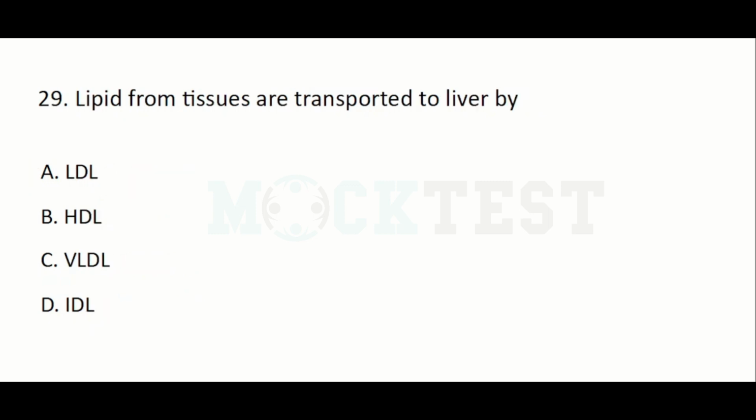Next, lipid from tissues are transported to liver by option A, LDL, option B, HDL, option C, VLDL, option D, IDL. Lipid from tissues are transported to liver by option B, HDL.